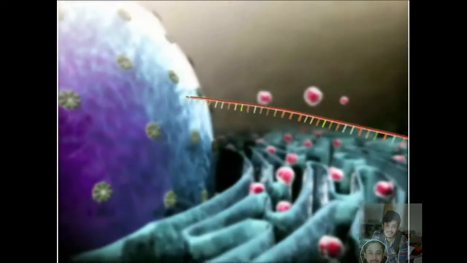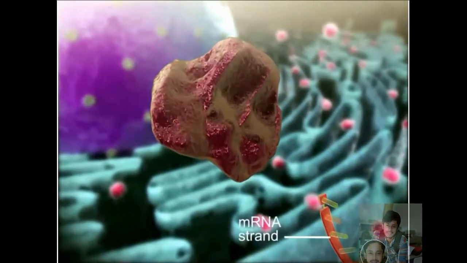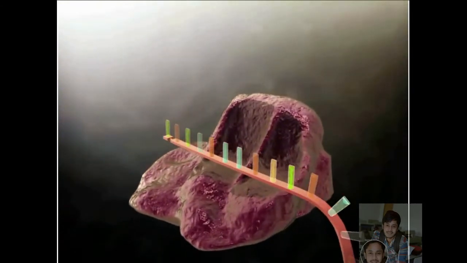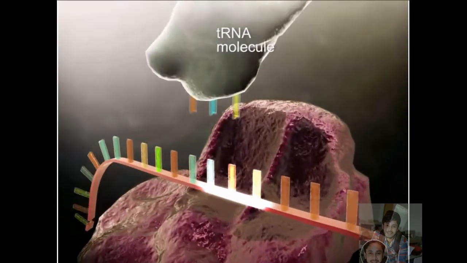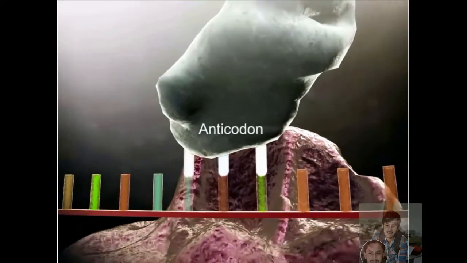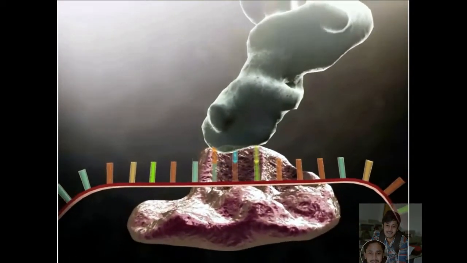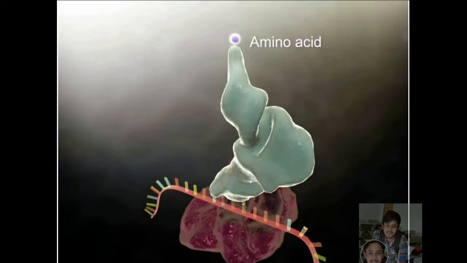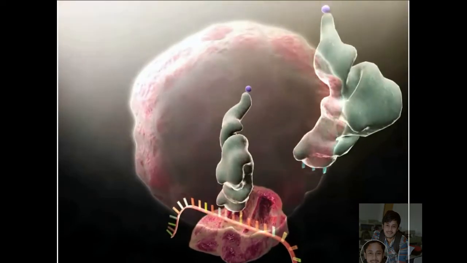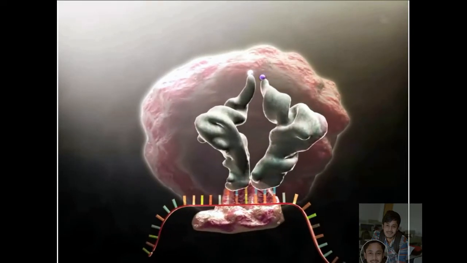Translation begins when the mRNA enters the cytoplasm and a small ribosomal subunit attaches itself to the end of the mRNA strand. At the same time, a transfer RNA, tRNA, molecule recognizes and binds to the start codon on the mRNA strand. tRNA recognizes the mRNA codon through its anticodon, which has a sequence complementary to the mRNA codon. It is the tRNA molecules that carry the amino acid building blocks of the protein. Next, a large ribosomal subunit joins and forms the fully functional ribosome that will join the amino acids on the tRNAs to synthesize the protein.